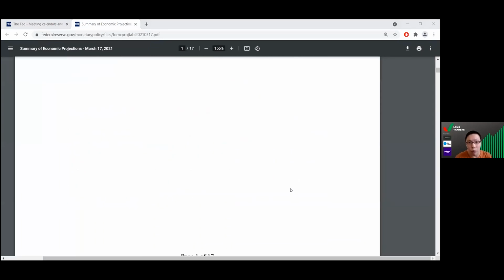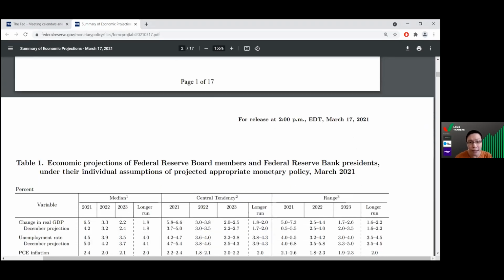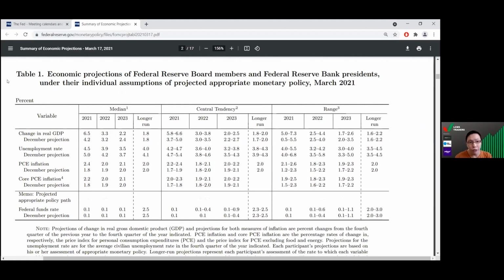So the first thing to look forward to is, will they be revising their economic projections? Now, if you scroll down under table 1, oh, by the way, if you find that I'm talking a bit too fast right now, don't worry. This session is recorded and will be uploaded to the LCMS Traders YouTube channel shortly after the session. So you can always review it after that.